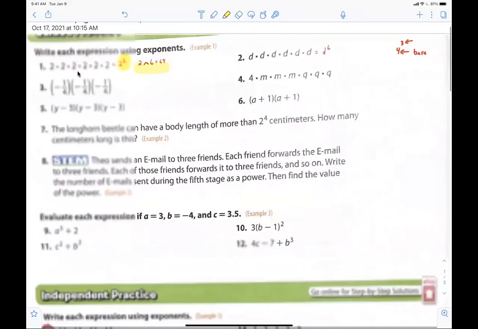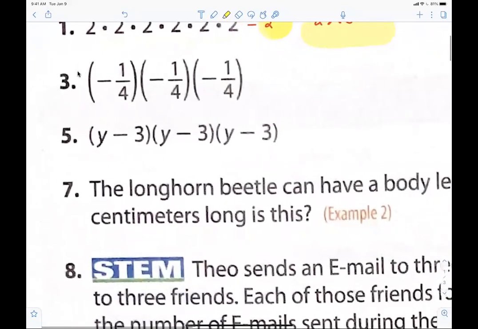All right, Jacob. What are we doing on number 3? Negative 1/4 to the power of 3. Yes, but the only thing I need everybody to make sure you do is put parentheses around it. Whenever there are negatives involved, we're doing parentheses.